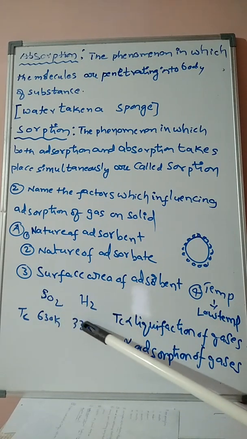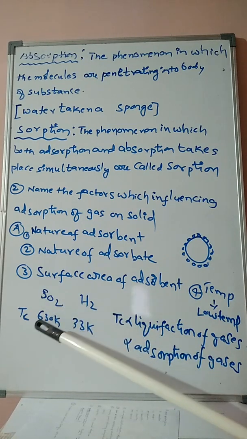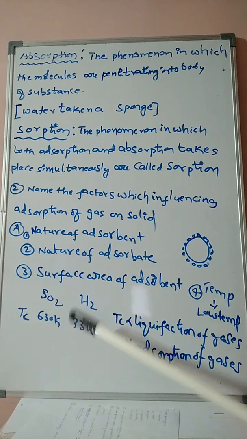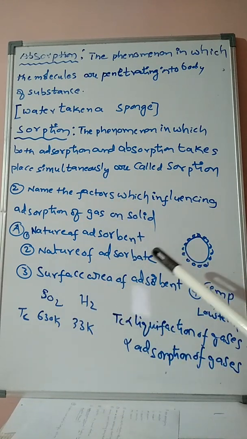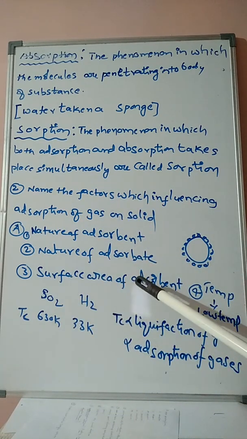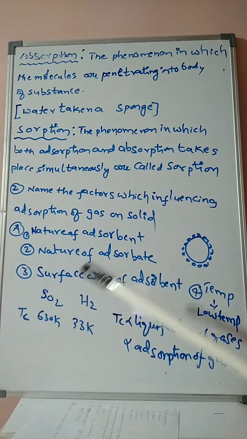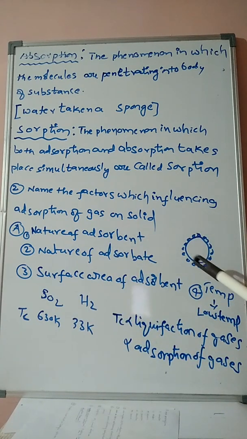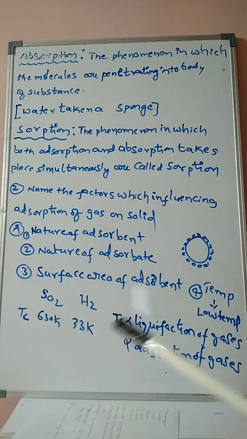This you can remember, student, from the PU board point of view. Based on the critical temperature, they ask the factor for a 1 mark question. Next one, student, surface area of the adsorbent. Just now we discussed, as the surface area increases, the rate of adsorption also increases. As the surface area decreases, the rate of adsorption also decreases.